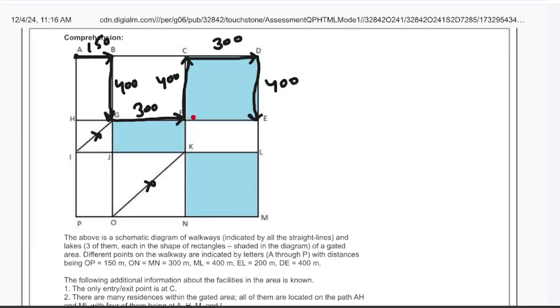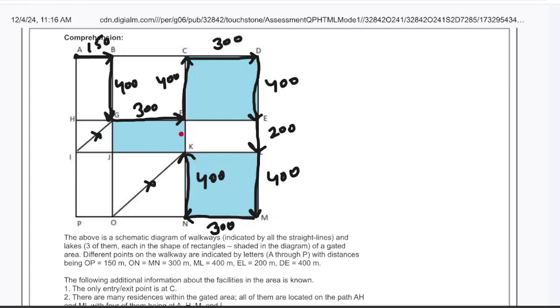I can't go here now, right? I can't go this side. I need to come down, that is E to L, that is again 200. Again down, that is 400. To M, 300. To K, that is 400.